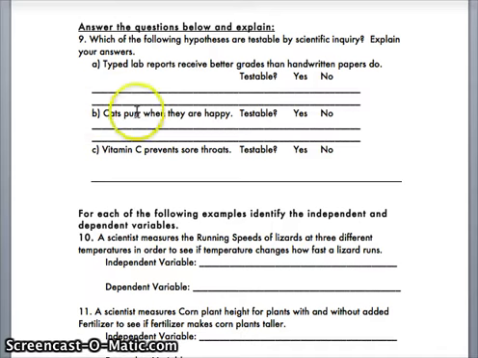B, cats purr when they are happy. Is this testable? Circle yes or no, and then explain your answer below. C, vitamin C prevents sore throats. Is this testable? Circle yes or no, and explain your answer below.